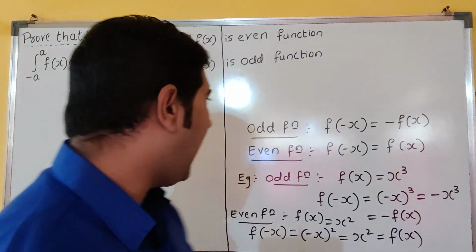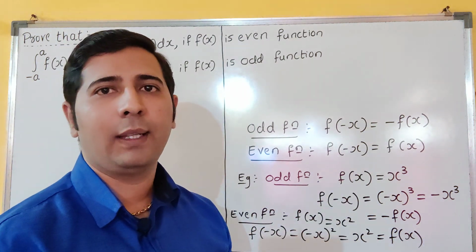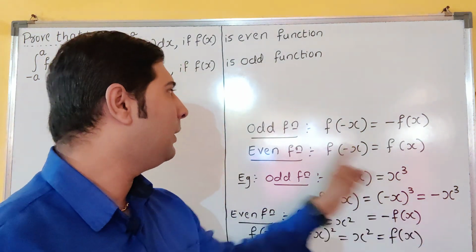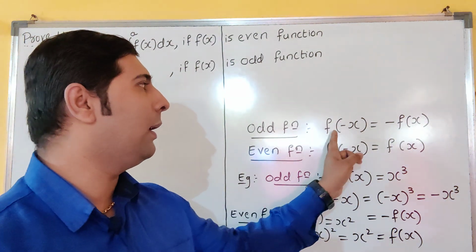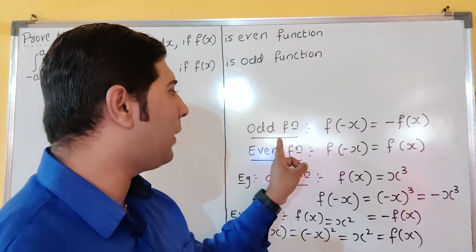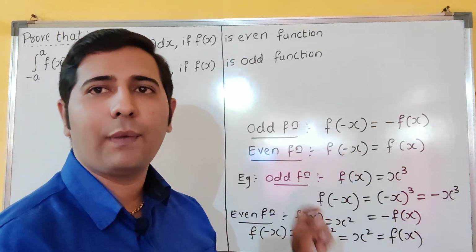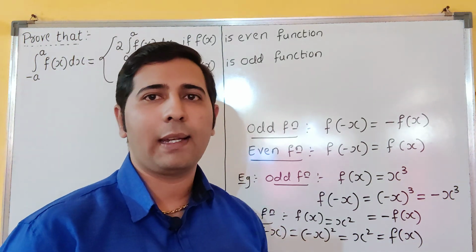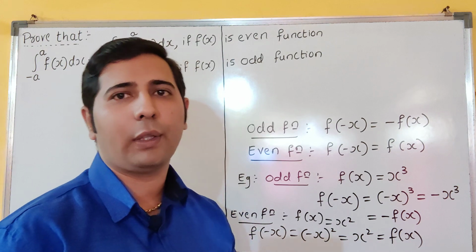And odd function means f of minus x is equal to minus f of x. If it is giving like this, that is called an odd function, dear students. You should remember: f of minus x equal to minus f of x means odd function, and f of minus x equal to f of x means even function, dear students. So now we can start this one. I will erase this. If you want, you can copy this.